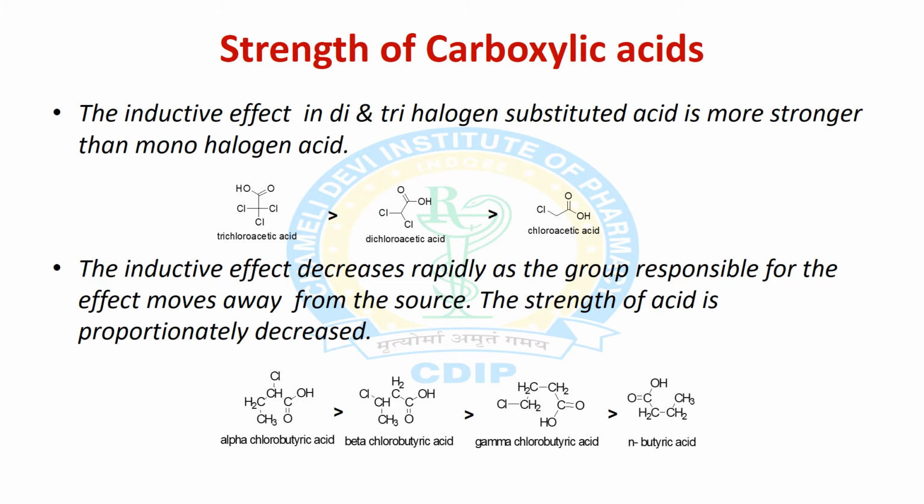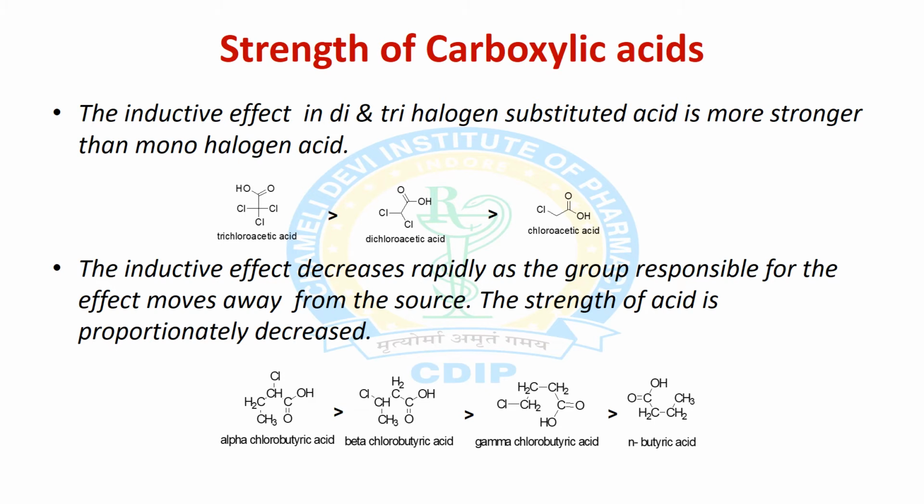If we talk about the groups, we have the comparison between trichloroacetic acid, dichloroacetic acid and chloroacetic acid. The COOH group is there, and the COOH group must convert into COO minus to show its acidity. If we talk about trichloroacetic acid, there are 3 chlorine atoms attached to the carbon from where the COOH group is attached, and that carbon atom is having 3 chlorine atoms.